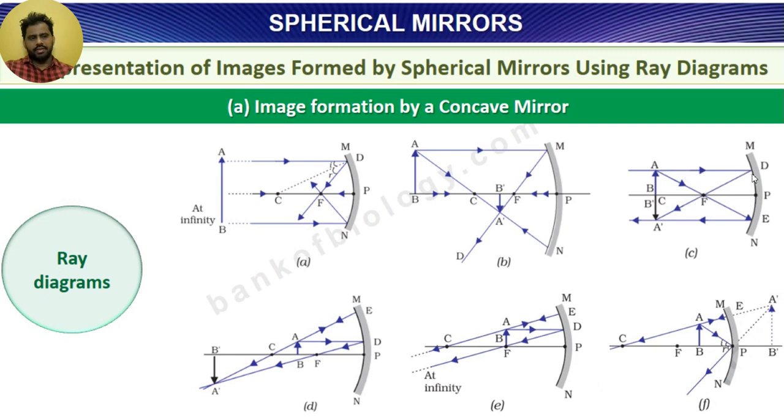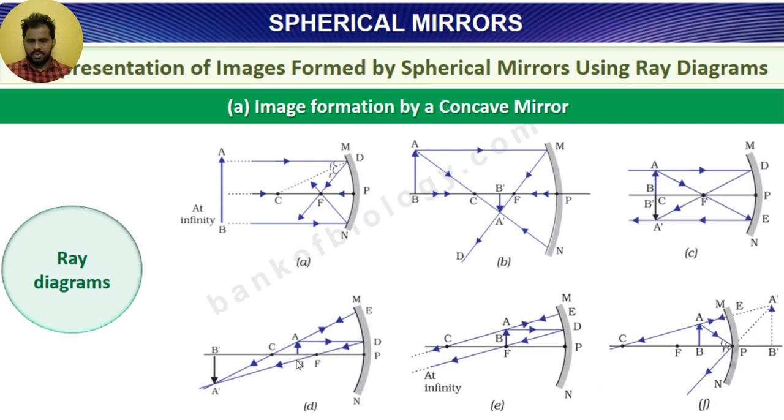Third point, C: we see that the object is kept at the center of curvature. One ray hits the mirror at D and goes through the focus, and the other goes through the focus and is parallel. So the image is formed at the same point, at the center of curvature, and it is inverted and of the same size as the object.